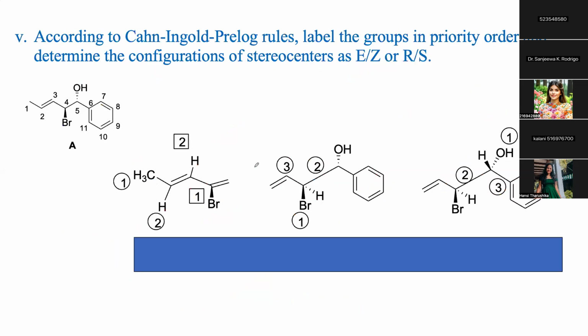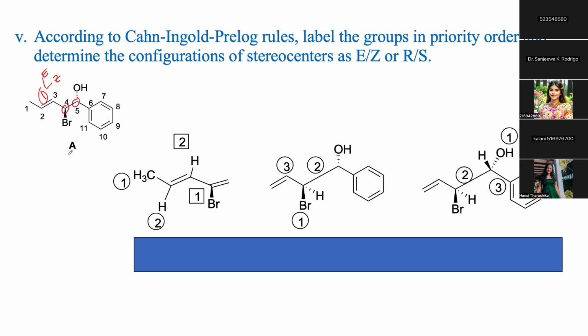And for part 5, we have done this many times, many examples during the day schools. It says, according to Cahn-Ingold-Prelog rules, label the groups in priority order and determine the configurations of stereocenters as E and Z or R and S. We know that there are 3 stereocenters. The first one will have E or Z, and the other 2 can be labeled as R and S.